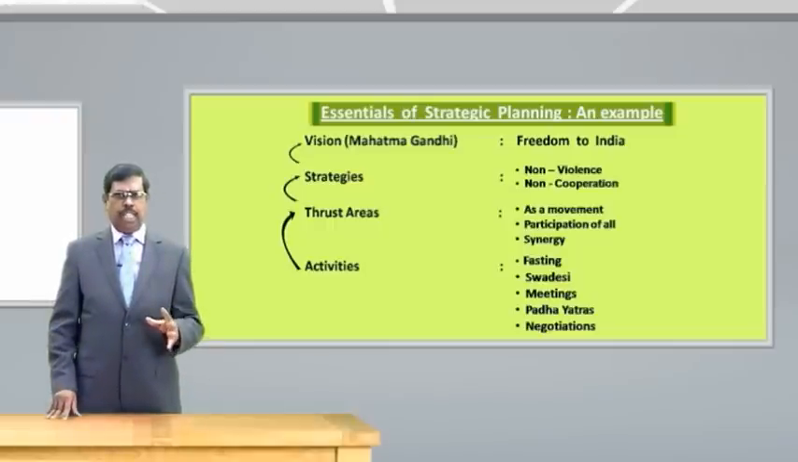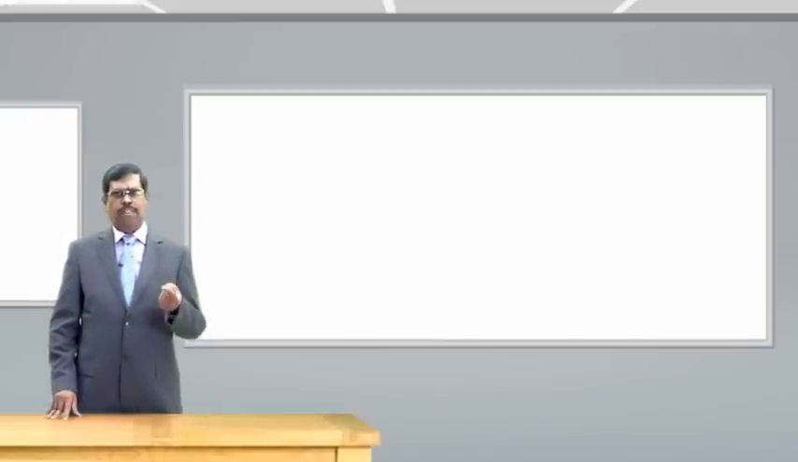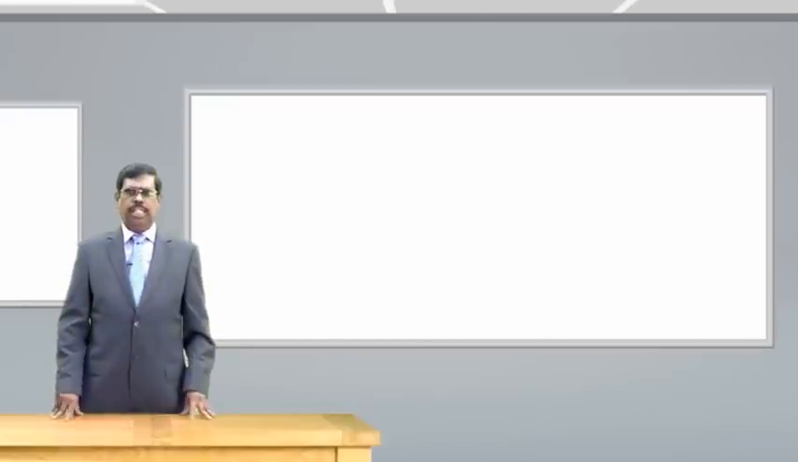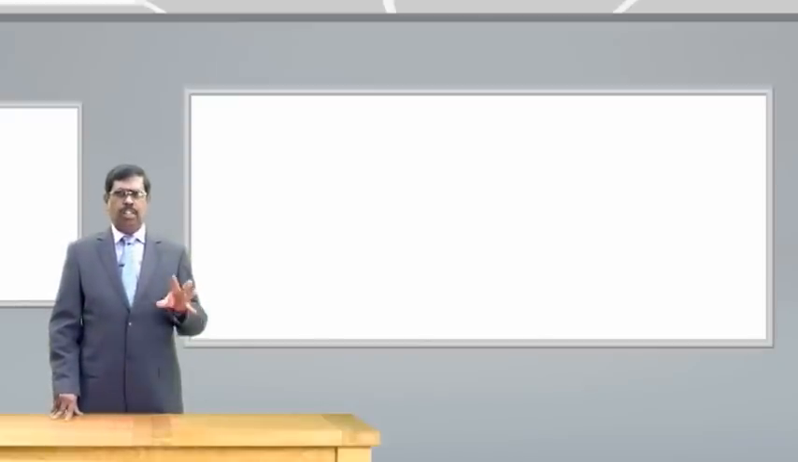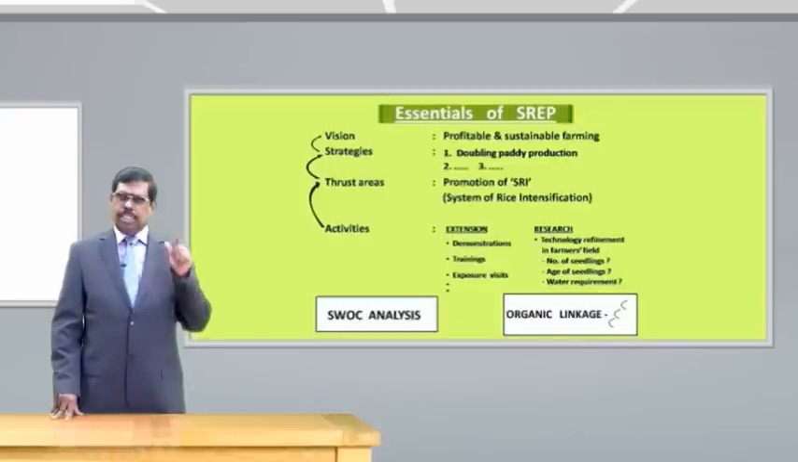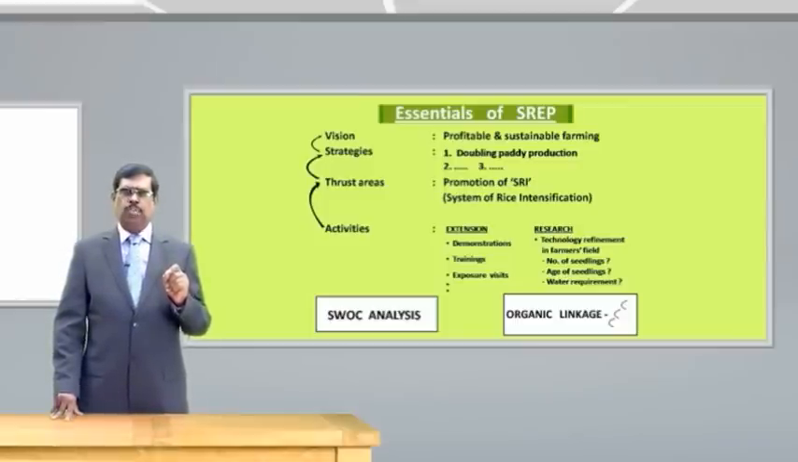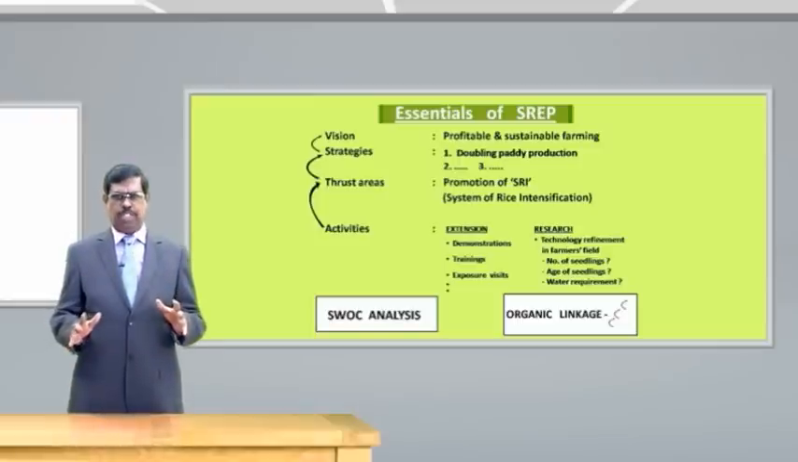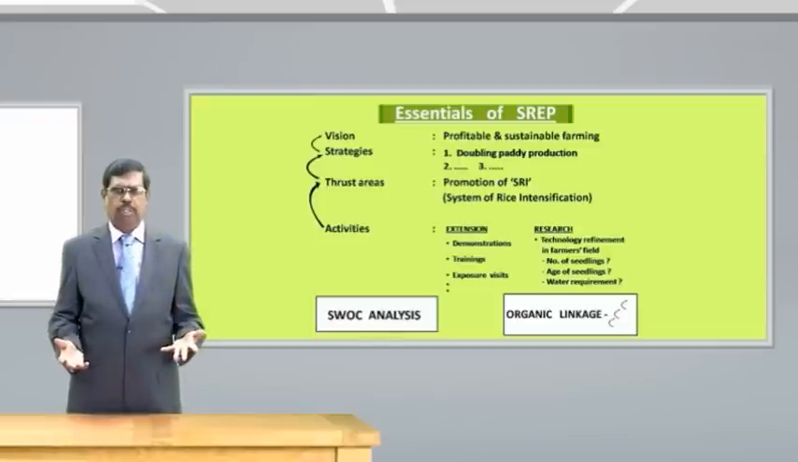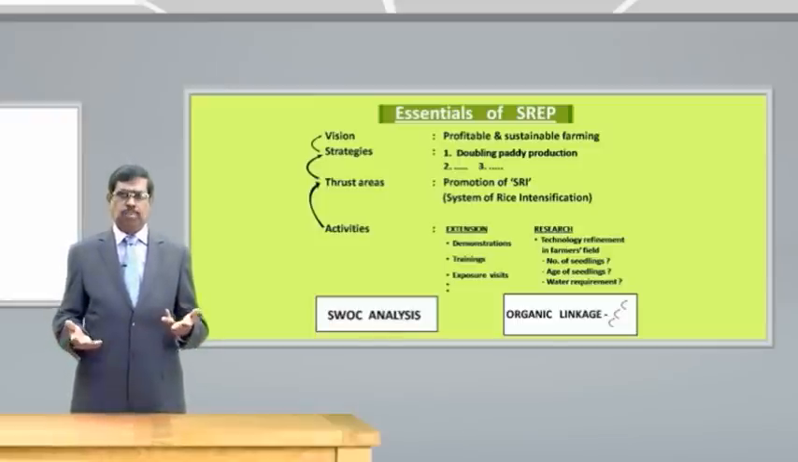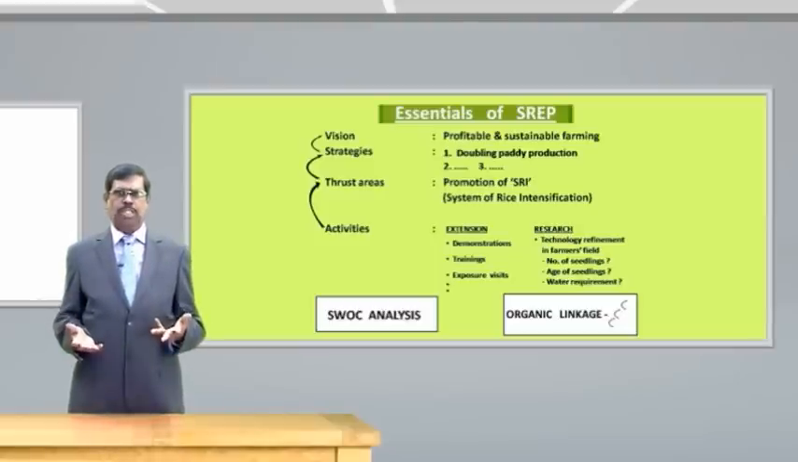Now let us see how the same concept works in our SREP. Here you can see the same thing. When we develop SREP, we need to have these 4 components: number 1 is vision, then strategies, then thrust areas and activities. For example, suppose our vision is profitable and sustainable farming in the districts, because this is a very common vision we need to have. Considering the present challenges and problems, we need to promote profitable and sustainable farming.